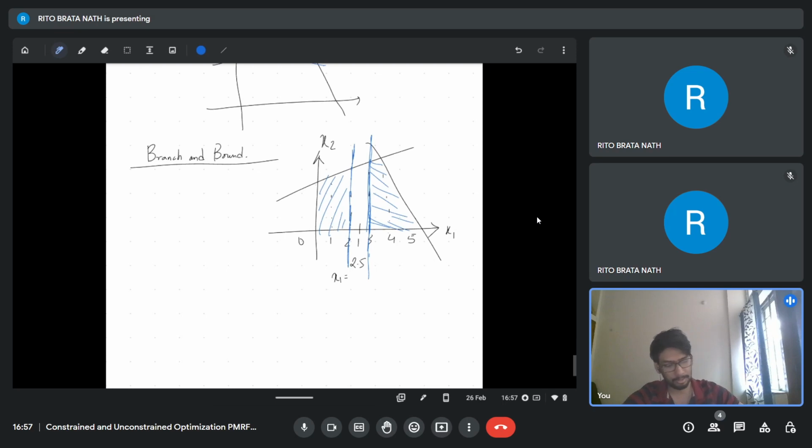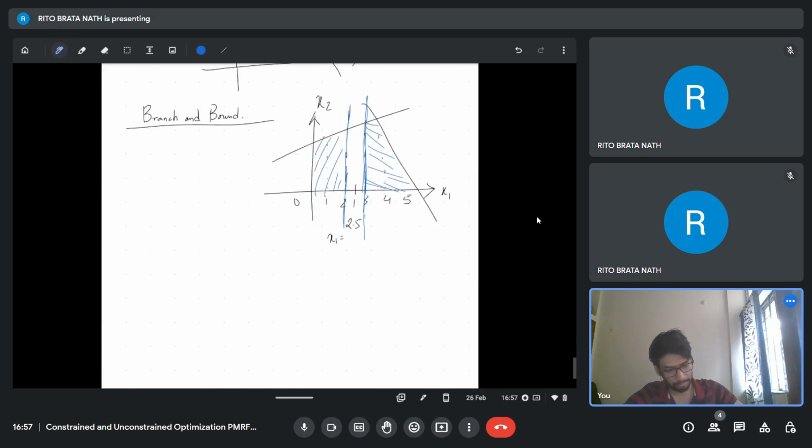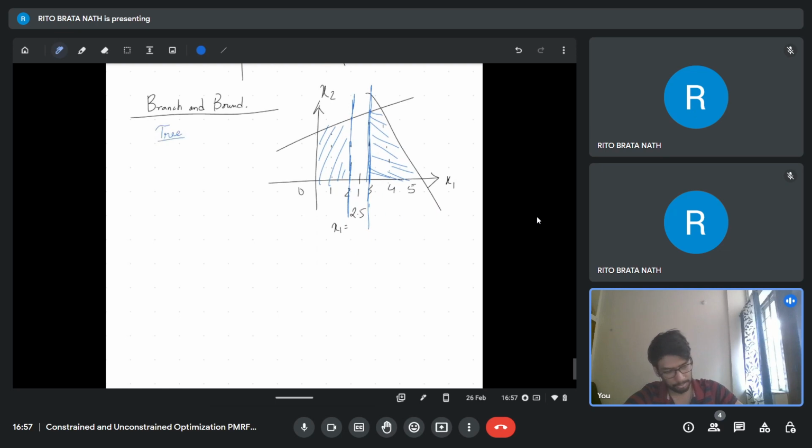So generally it is constructed in the form of a tree. You have a root node, so this is called the root. Then this is called the left branch and this is called the right branch. So this can be xi less than or equal to j, and xi greater than or equal to j plus 1, and you solve this. So this could be node 1 and node 2. Then there could be another branching, so this could be nodes 3 and 4.